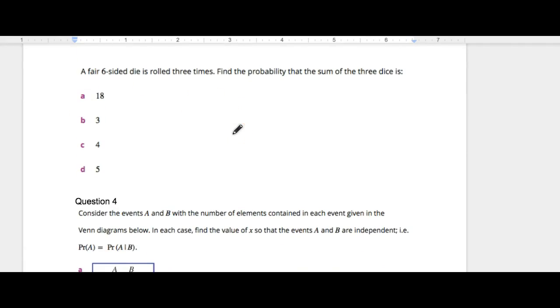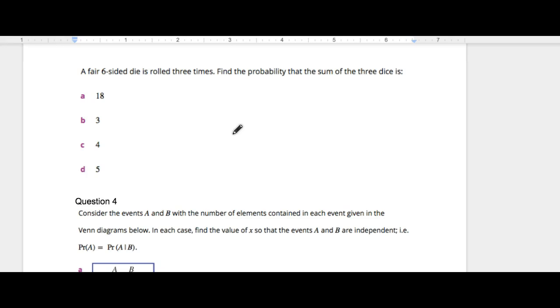So a fair 6-sided die is rolled 3 times. Find the probability that the sum of the 3 dice is... So your die, every time it's rolled, is independent. If I roll a 6, the die doesn't think, oh, next time I can't roll a 6. It doesn't have a mind of its own.